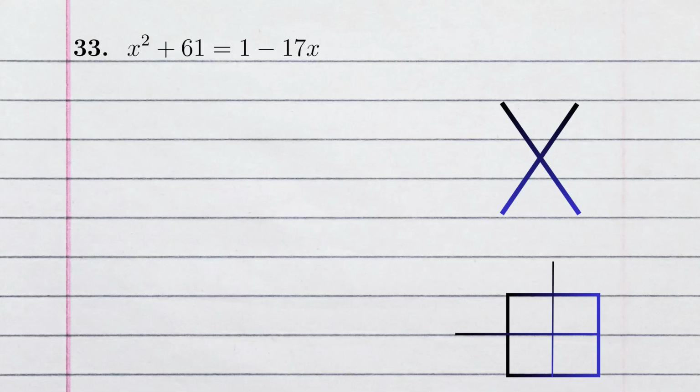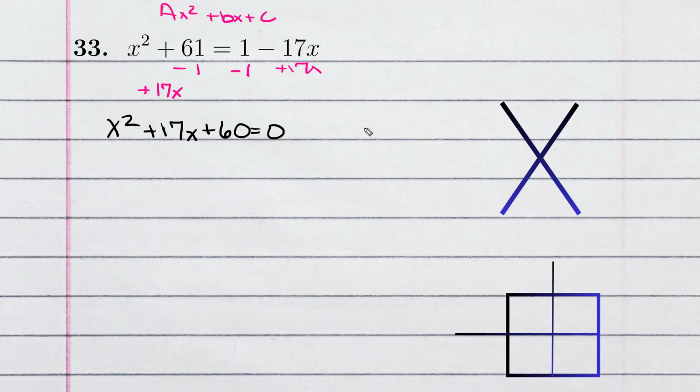Okay, so in this one, we first have to get everything to the same side. So we need to subtract the 1 and add the 17x. That 17x needs to be in that second position because you have ax squared plus bx plus c. So when I do that, I end up with x squared plus 17x plus 60 is equal to 0.